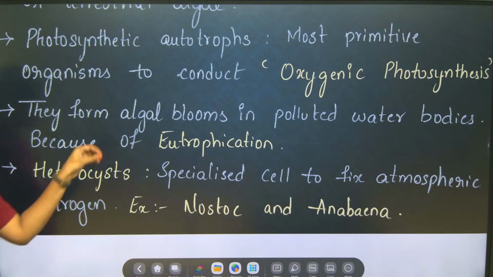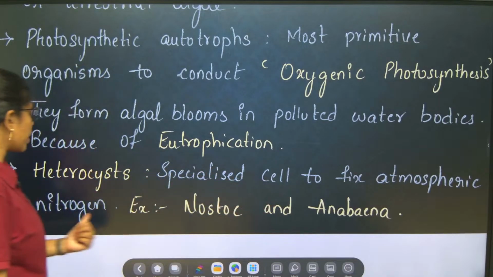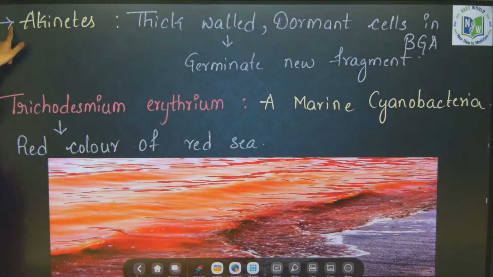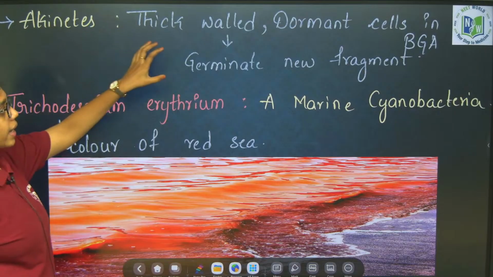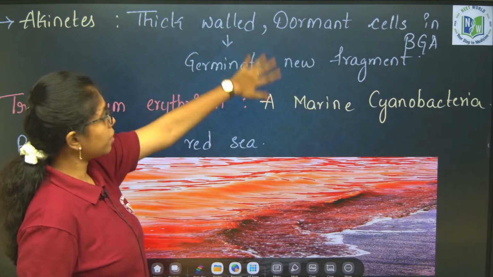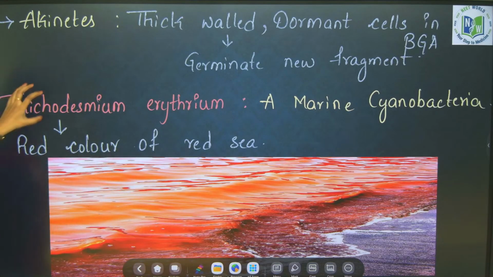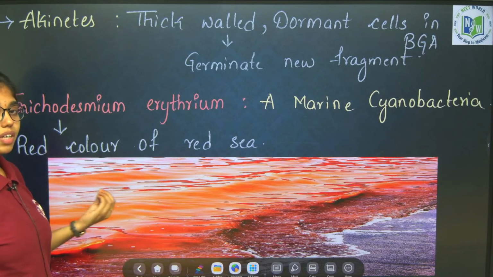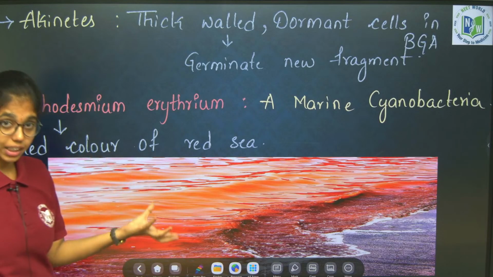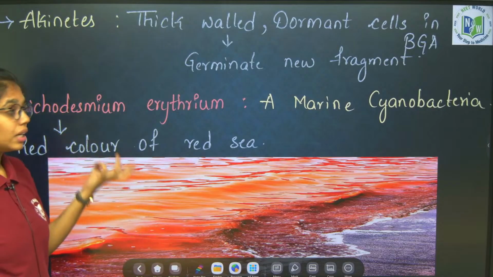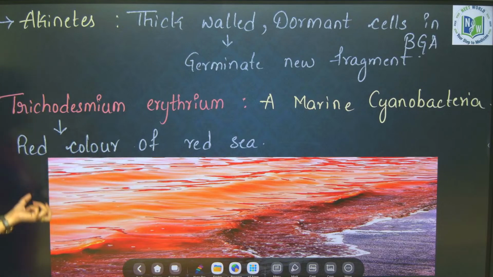Heterocysts are the specialized cells to fix atmospheric nitrogen, for example, Nostoc and Anabaena. Here about akinetes, I told you, right, akinetes are thick walled dormant cells in blue green algae. They germinate into new filaments. Trichodesmium erythraeum is one of the marine cyanobacteria. This will create the red color of the Red Sea because of its pigmentation, because of the toxins that it is releasing. So, Trichodesmium erythraeum is a marine cyanobacteria which gives the red color of the Red Sea.